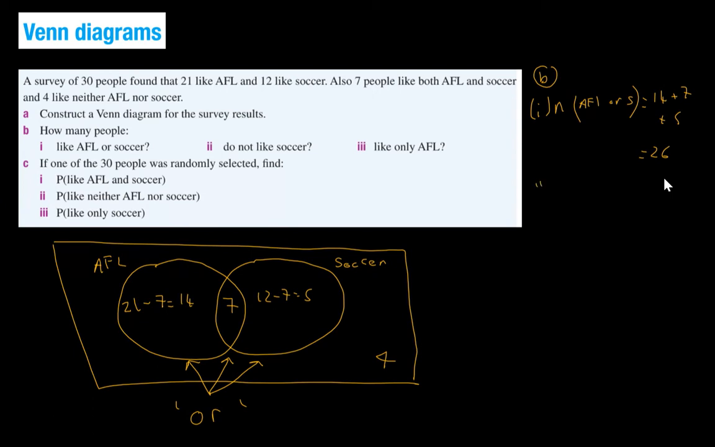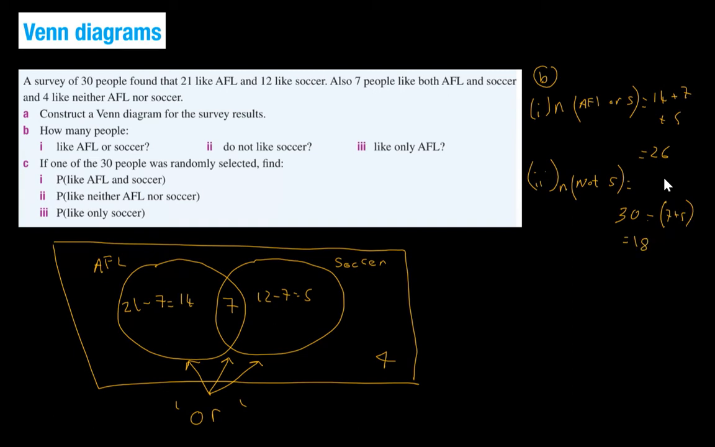Okay, so the second one, do not like soccer. So the number of people not soccer. So there's two ways you can work this out. I would work out the number of people who do not like soccer are the total minus the number of people who do like soccer, which is 7 plus 5. So that gives 18.